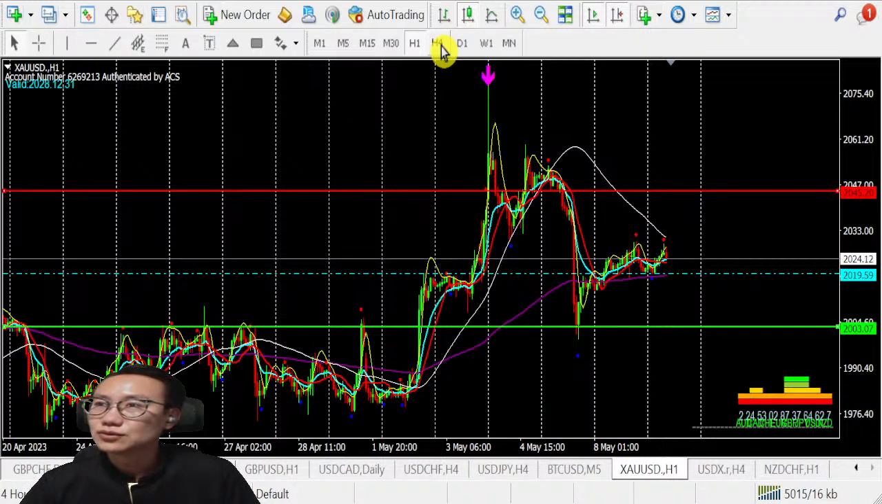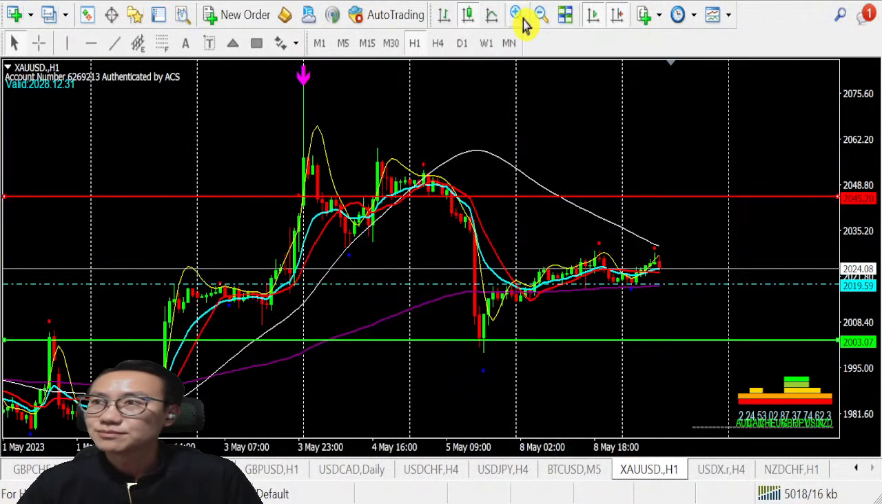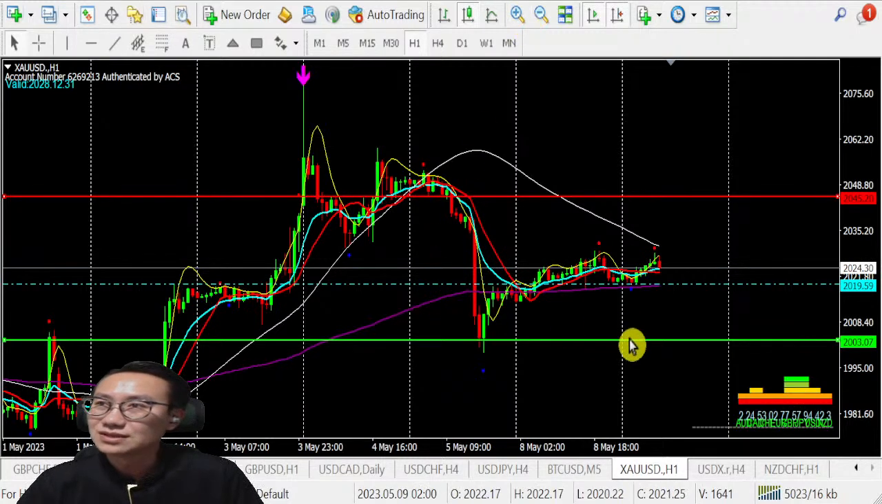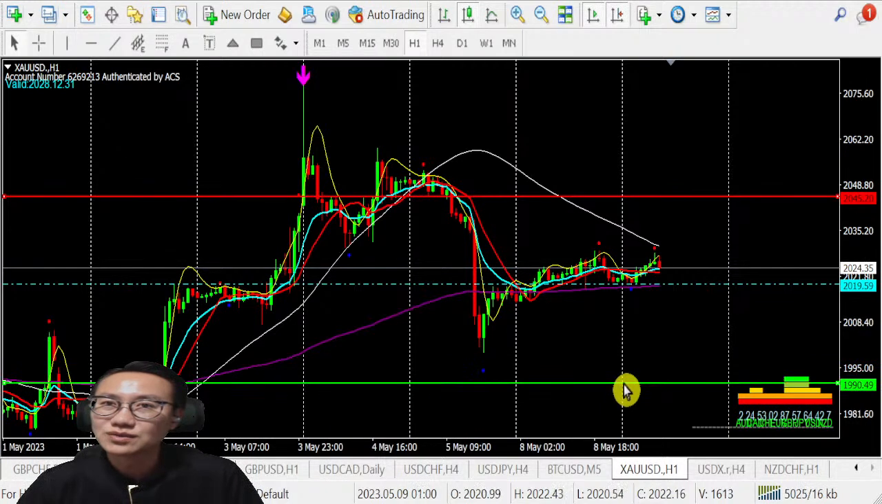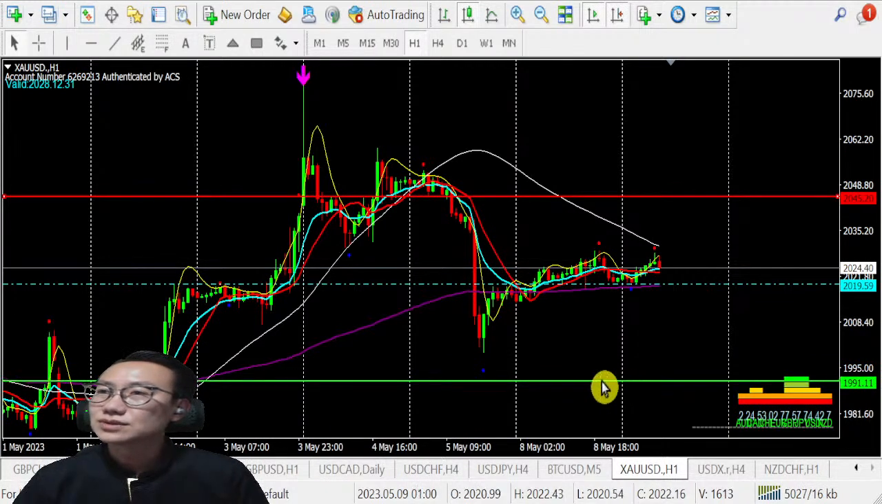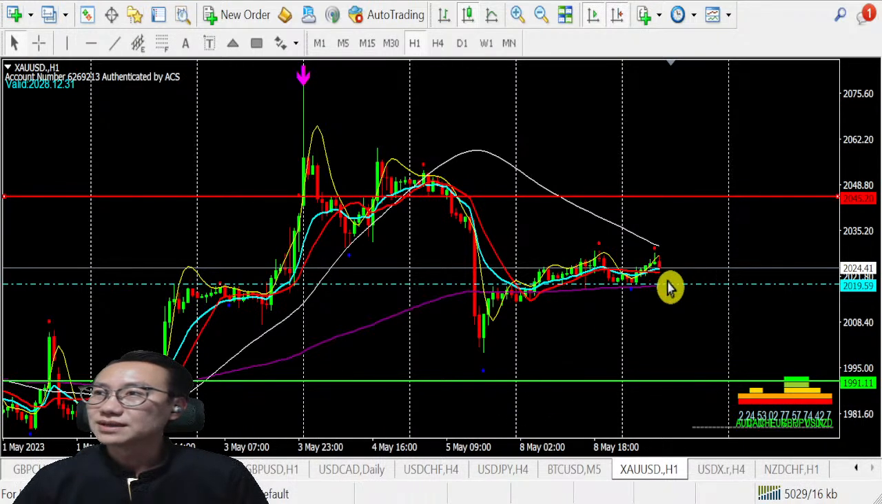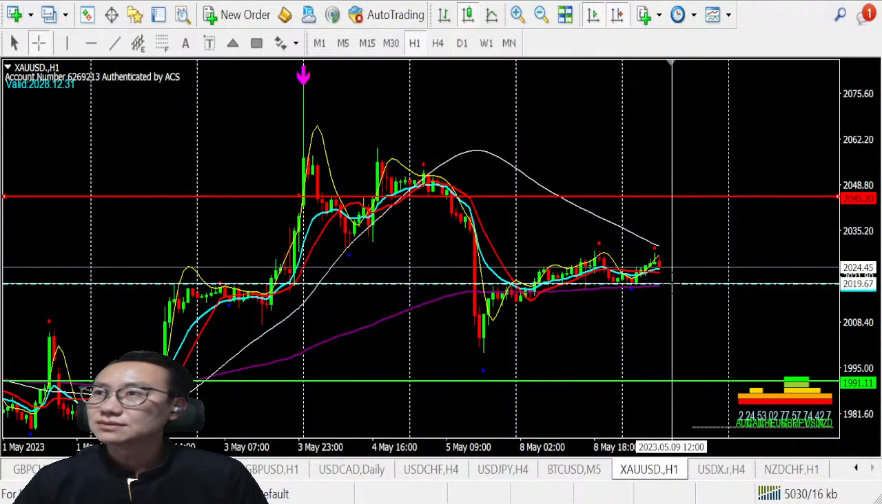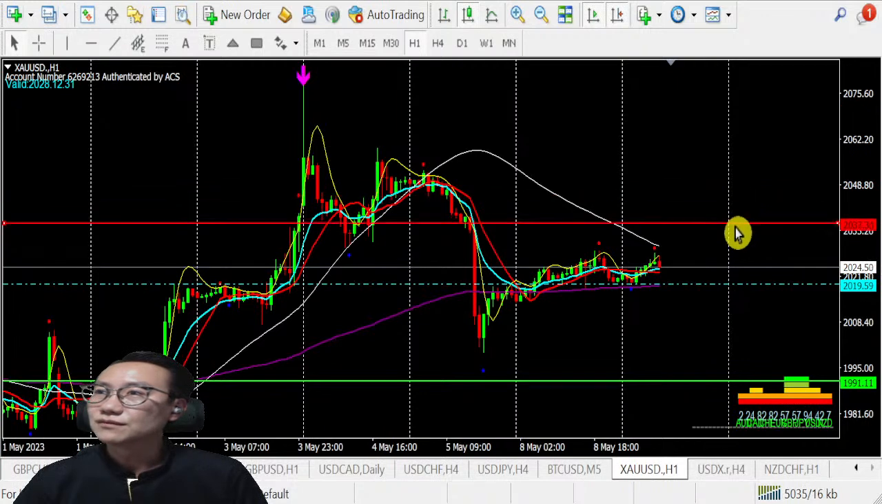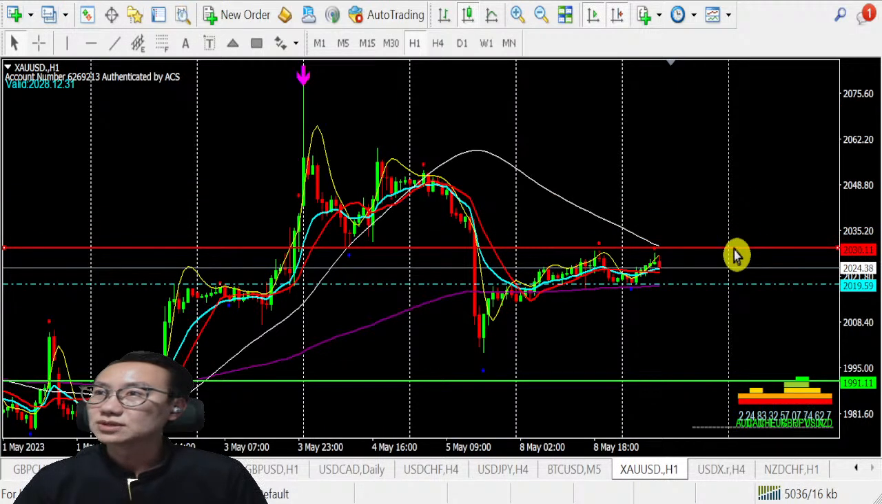Yeah, 1991, although it's a very promising one. But let's look at something nearer first, rather than 1991, which is here. Over here, somewhere here. This is what I'm looking out for. After we break this, we should have a good chance for coming down to 2004. But this is going to be a long term.